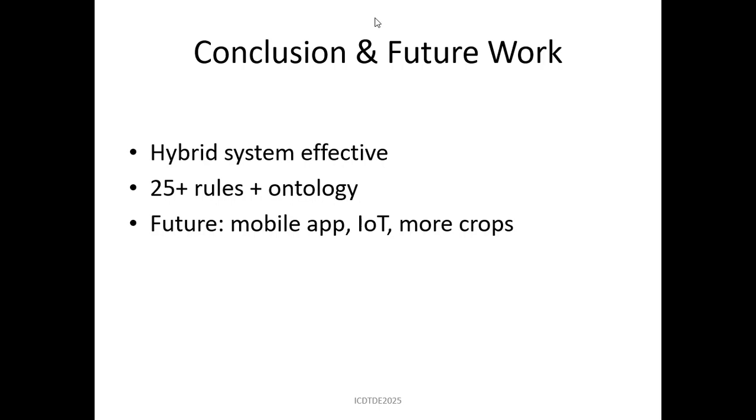At the end, conclusion and future work. To conclude, the research demonstrates that combining semantic web technologies with a modern web stack creates an effective decision support system. It bridges the gap between automated reasoning and human expertise. Future plans include building a mobile app, expanding the ontology to more crops, incorporating IoT sensors for real-time data, and collaborating with government agencies to scale the system nationally.